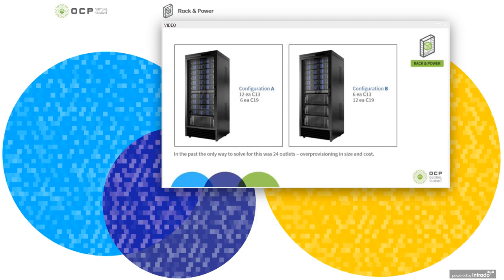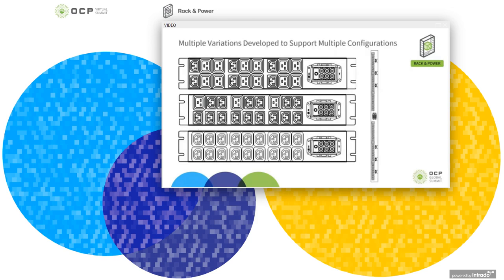And in the past, the way we've solved for this is making one unit with 24 outlets to provide both the 12 C13s needed in configuration A and the 12 C19s needed in configuration B. So those needs have proliferated the different designs to multiple IT configurations.